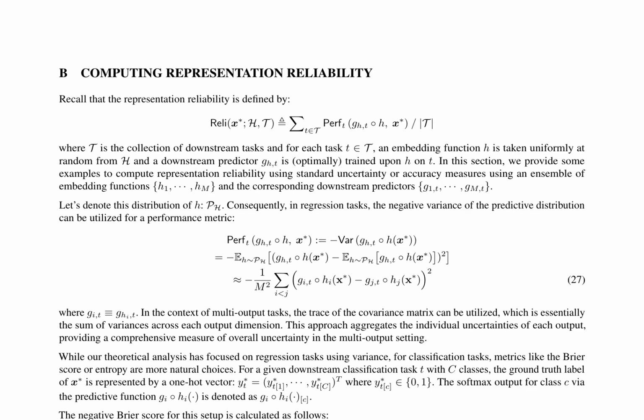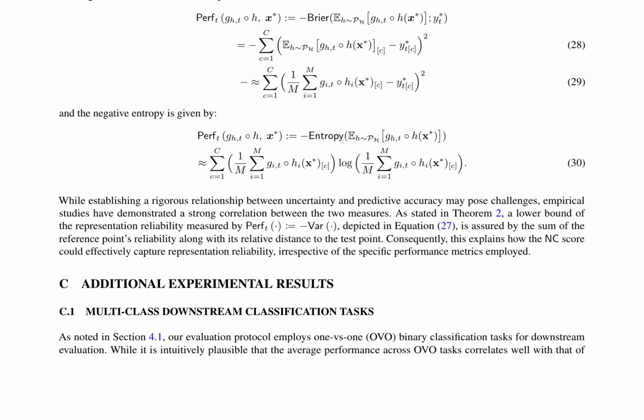The discussion then shifts to computing representation reliability, which is defined as the average performance of downstream tasks. Various metrics are presented for regression and classification tasks, including variance, Brier score, and entropy. These measures are used to quantify the uncertainty and reliability of predictions.